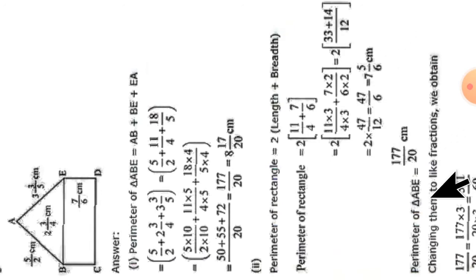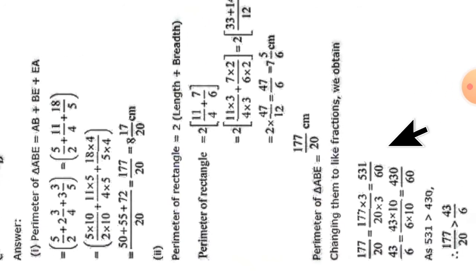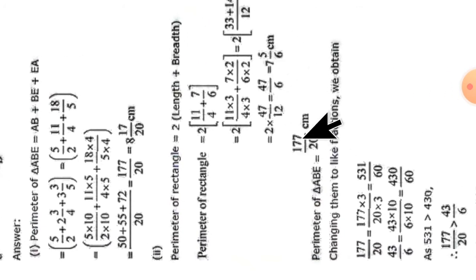Now perimeter of triangle ABE is 177 upon 20 cm. So we have to convert these two into like fractions now. So 177 upon 20 and 47 upon 6. Okay. So here LCM is 60. You have to make the denominators equal to 60. So 20 threes are 60, so 177 multiplied by 3, both should be multiplied by 3, equal to 531 upon 60. Here 6 multiplied by 10 and 47 multiplied by 10 equal to 470 upon 60.